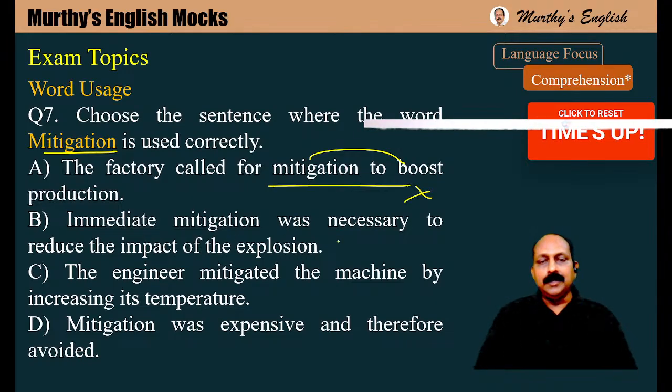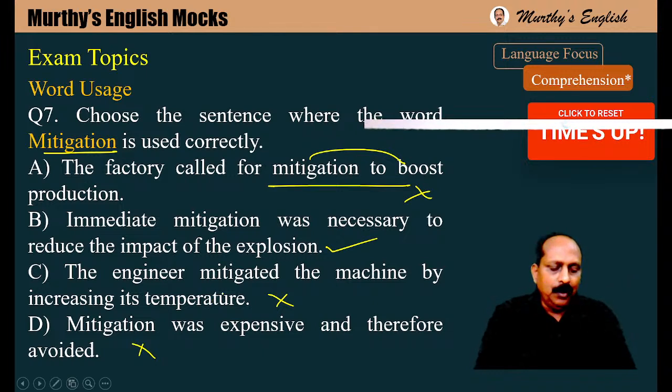Immediate mitigation was necessary to reduce the impact of the explosion. Seems right. Engineer mitigated the machine by increasing its temperature. Doesn't make any sense. Mitigation was expensive and therefore avoided. Not relevant. 3 is not correct. Engineer mitigated the machine by increasing its temperature. No, we don't use it with machines.